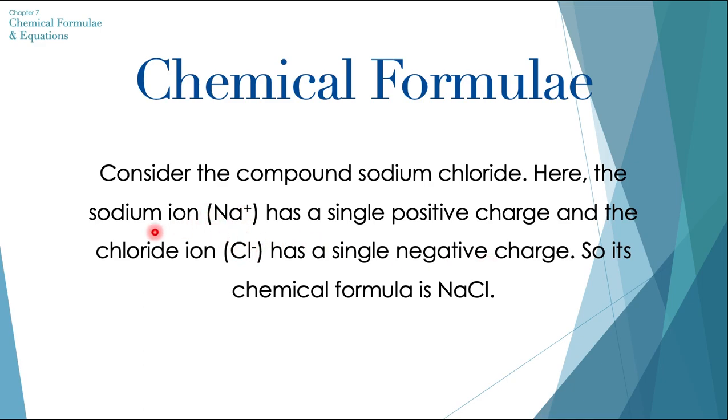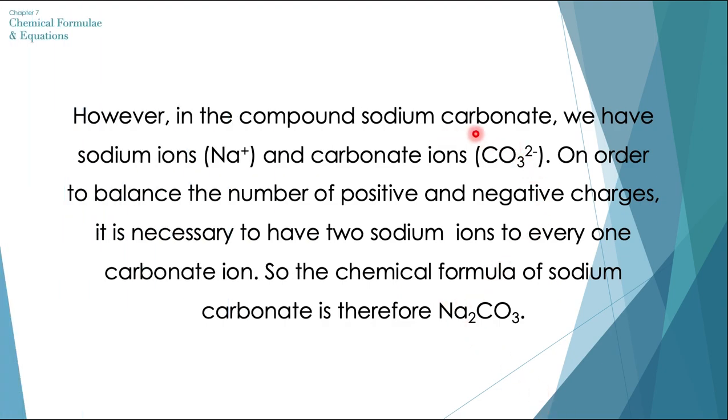So the chemical formula of sodium ion and chloride ion is NaCl. However, in the compound sodium carbonate, we have sodium ions, Na with a single positive charge, and carbonate ions, CO3. The charge on this carbonate ion is written a little differently: 2 minus, not -2. When we say 2 minus, it means that it has a double negative charge, whereas sodium has only 1 positive charge. So in order to balance the number of positive and negative charges, it is necessary to have 2 sodium ions to every 1 carbonate ion.